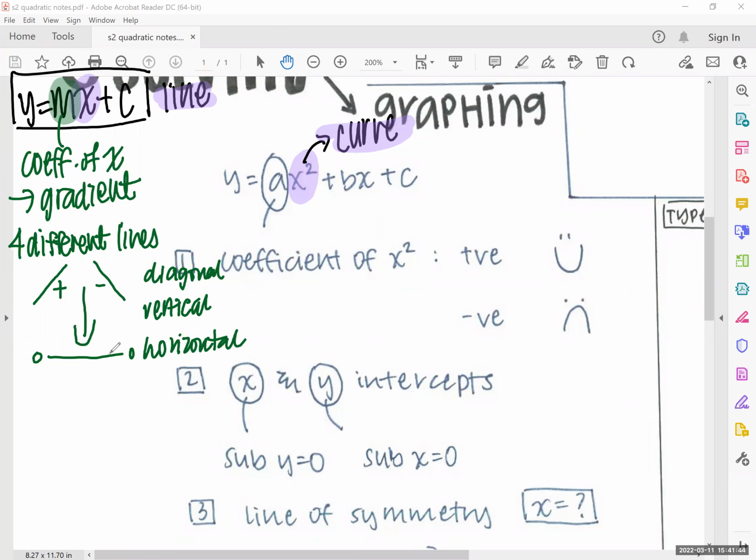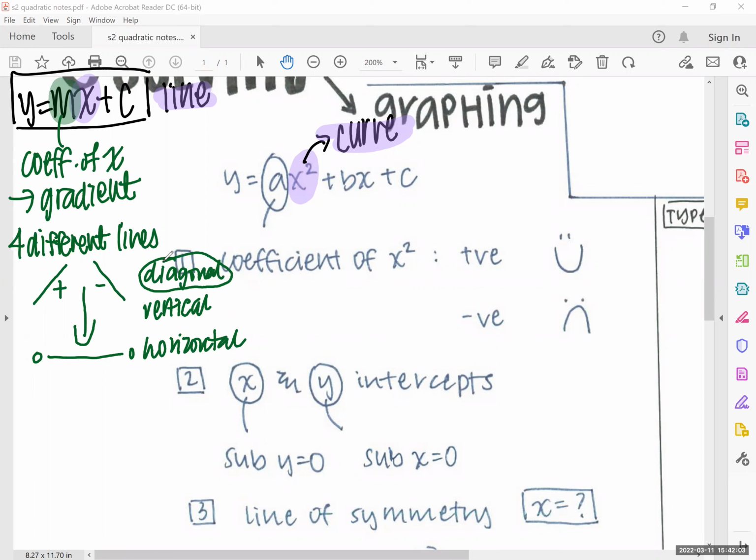Then what kind of gradient is this? Huh? If this is undefined, how can this also be undefined? Yes, 0 gradient. So remember diagonal.